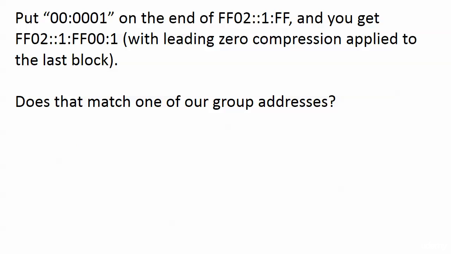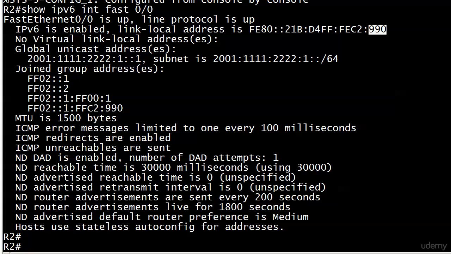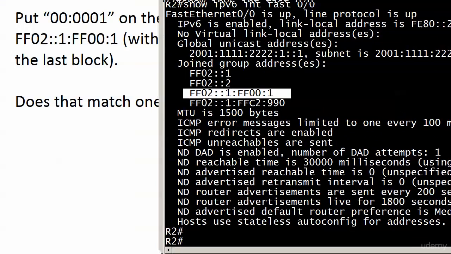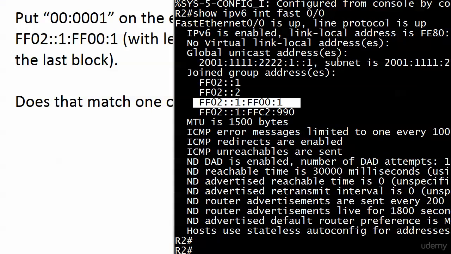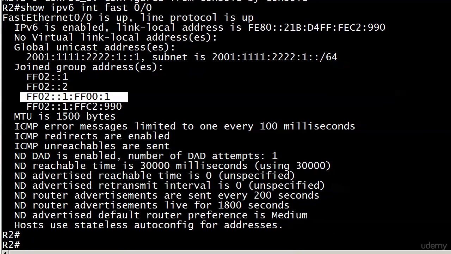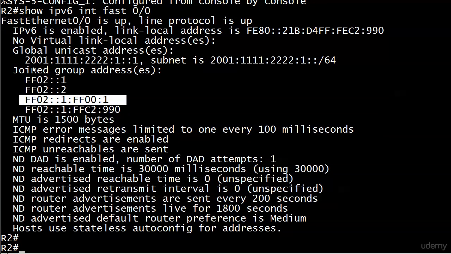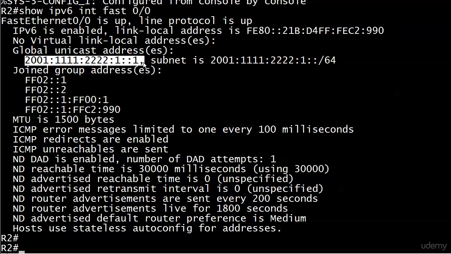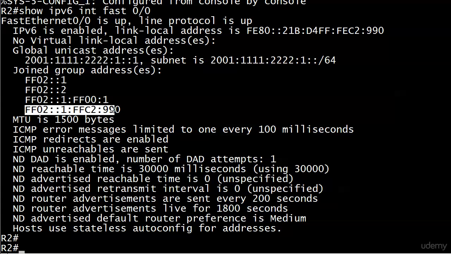Does this match one of the 2 group addresses that we have up here? It sure does. FF02, I'll even slide it over for a comparison there. FF02::1:FF00:1. So the theory holds up perfectly, and we know that that is the SNMA for our global unicast address. So this one, and you would suspect just by looking at it, it ends with 990. This must be the one for the link local address.